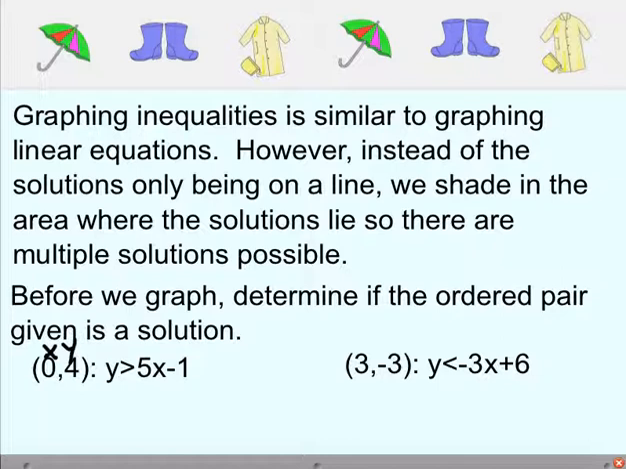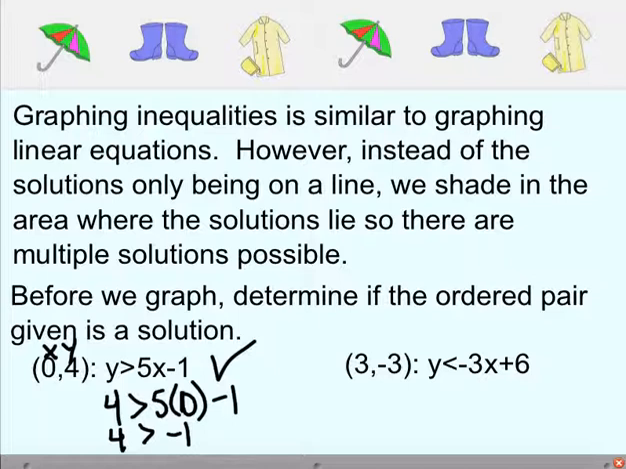So we plug in y is 4 and ask, is that greater than 5 times 0 minus 1? So we say 4 is greater than negative 1. Is that true? Yes, it is. So when we graph these, we would want to include that solution with our shading.